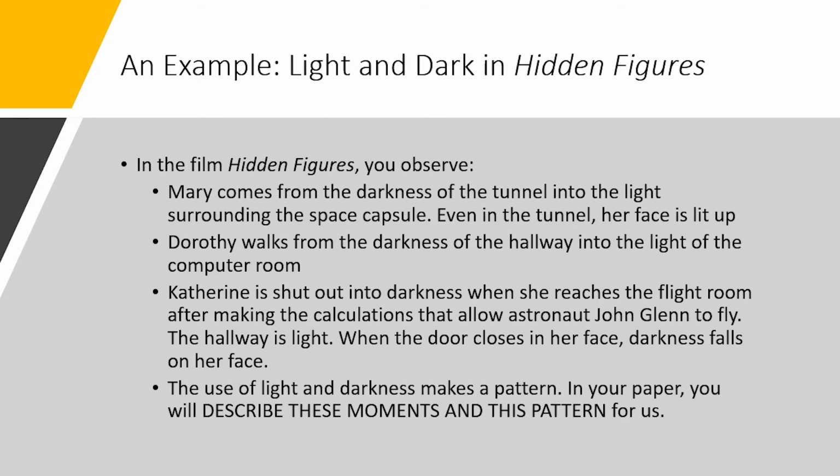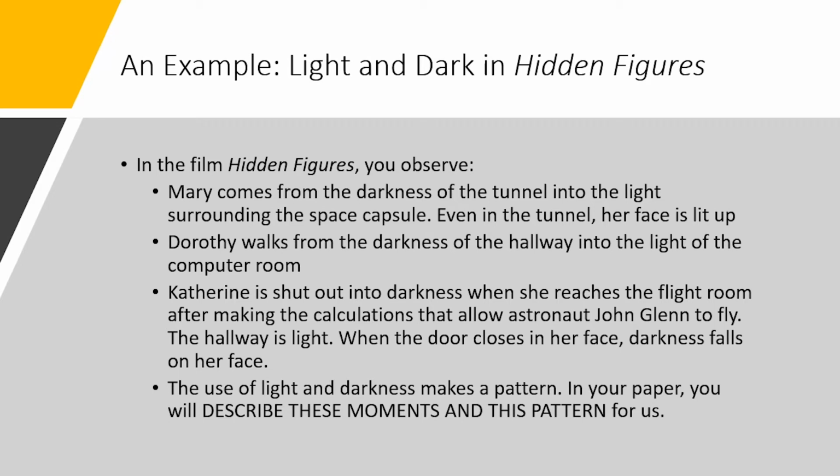Let's go a step further and take a look at an example. Let's say that you were asked to explore the use of light and darkness in the film Hidden Figures. You watched the film carefully and you discovered that the main female characters are often shown coming out of darkness into light. And in fact, you've gathered specific evidence from several points in the film to demonstrate that this pattern does occur. And so your observations might be, first, that the main character, Mary, comes from the darkness of the tunnel into the light surrounding the space capsule. And you point out, even in the tunnel, her face is lit up.